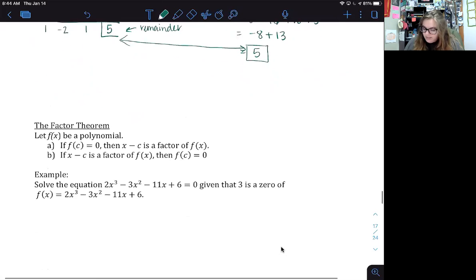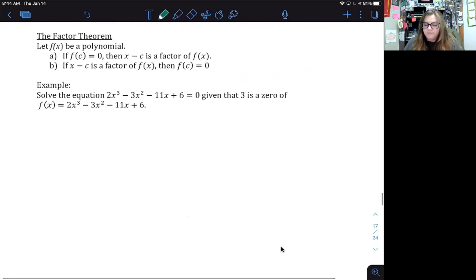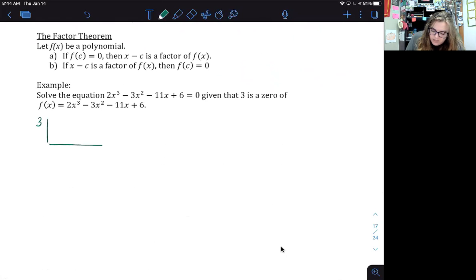All right, so the last thing we can do is the factor theorem. I'm going to save this one to do in class, so that if you have questions on it, you can ask. But if you want to start it, we want to solve the equation 2x cubed minus 3x squared minus 11x plus 6 equals 0. We know that 3 is a 0 of the function. So we can start off the problem by doing synthetic division with a c value of 3. Go ahead and do that part. And then we will talk about where we can go from there to finish solving this equation.